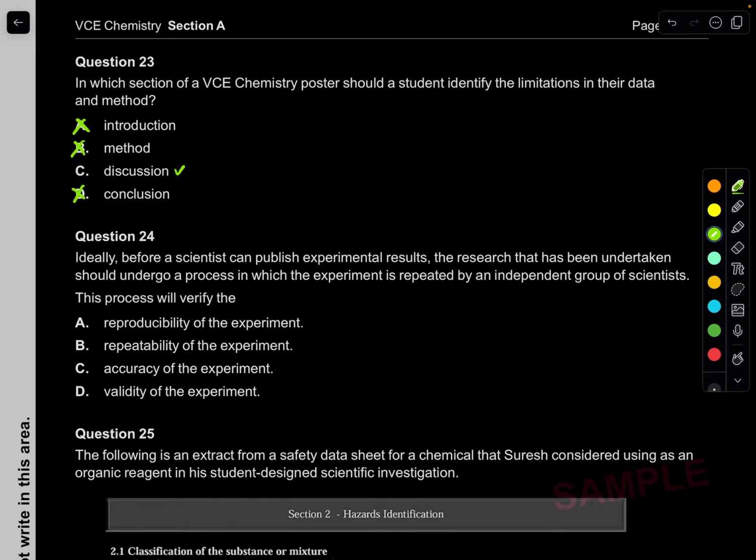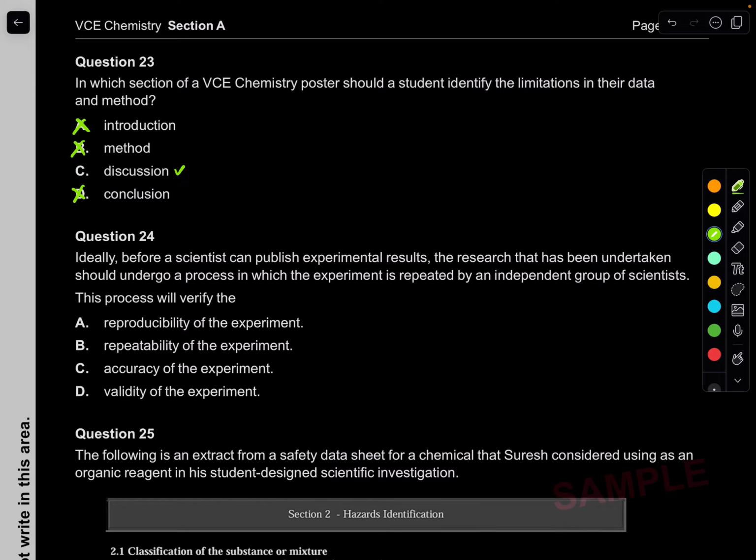Say you were looking at how temperature affects rate of reaction, you just say increasing temperature increases the rate of reaction. That's all you have to say. It's very simple, to the point. So you don't add anything new. By the way, in the conclusion, you don't add anything new. So I would say C, discussion, is where you put the limitations, of course. 24, let's have a look at this.